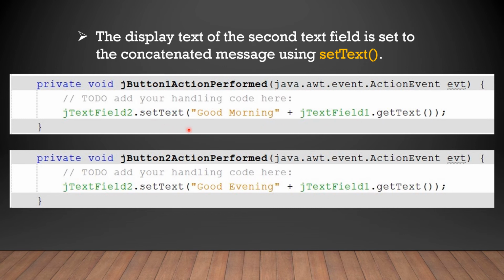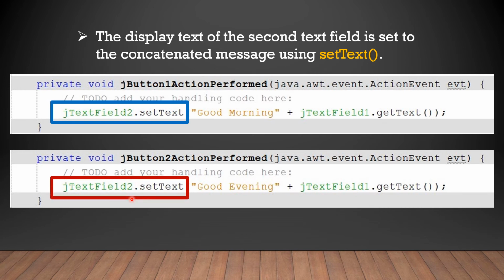Here, in case of the setText method, as we know, it is used to display something. So, whatever will be displayed by setText, it will be displayed in jTextField2. That is why we have written it like jTextField2.setText. And similarly, we have written in the evening coding also jTextField2.setText. Why? To display the text in the jTextField2 component.